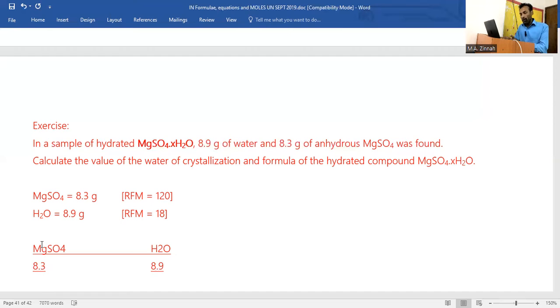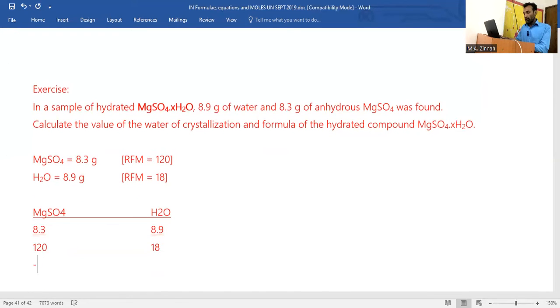These are given, right? What's for magnesium sulfate? 120, right? And what's given for water? 18. Okay, what do you get? The first one is 0.07. What's the next one? 0.55. Okay, so we get this.